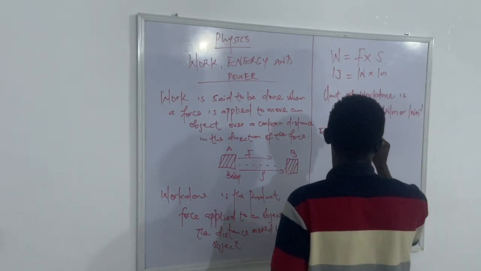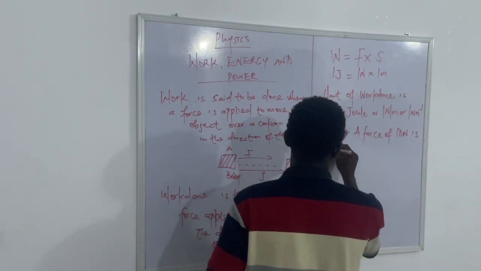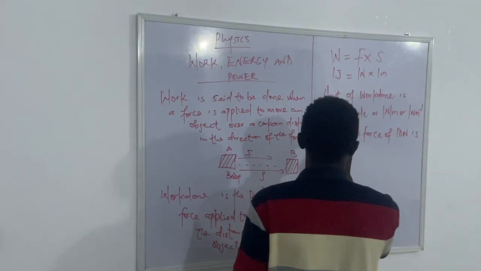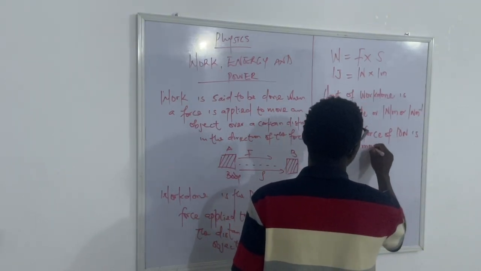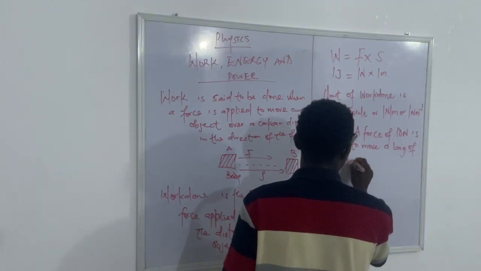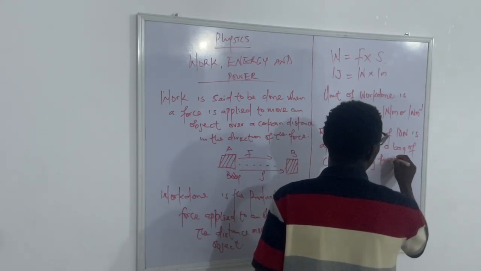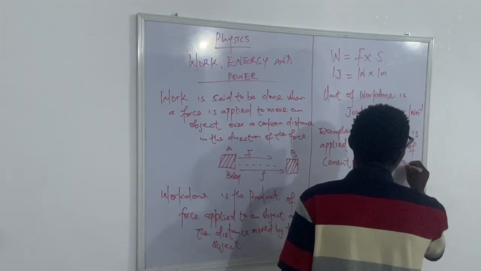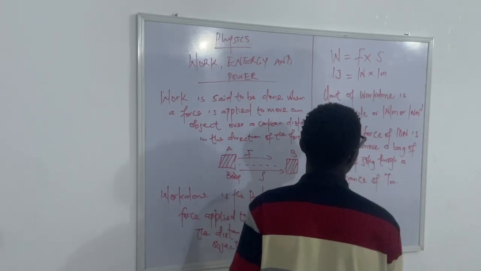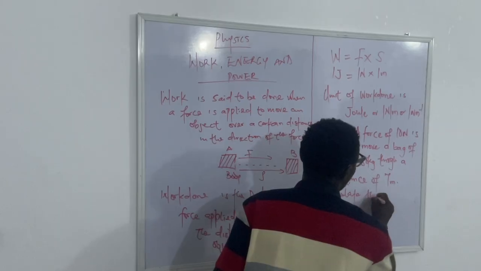A force of 10 Newton is applied to move a bag of cement of 50 kg through a distance of 7 meters. Calculate the work done.